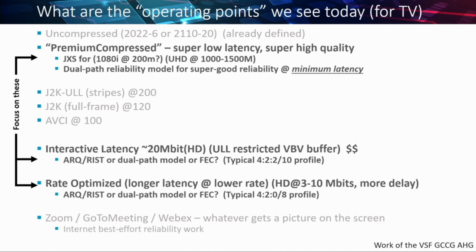So there's a striped J2K ULL, which is kind of the old school way of doing that. But if you're going to do the stripes, you might as well use JPEG XS because it operates at the same bit rate and has a much better computation footprint. There's full frame J2K, but the computation footprint of that is kind of ghastly. AVC Intra always seems like almost a good idea, but it doesn't ever get used for this. I don't know why. Well, and JPEG 2000 is a very different algorithm from JPEG XS.